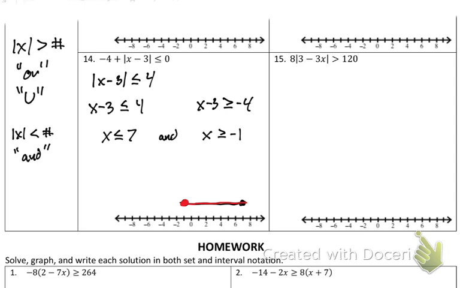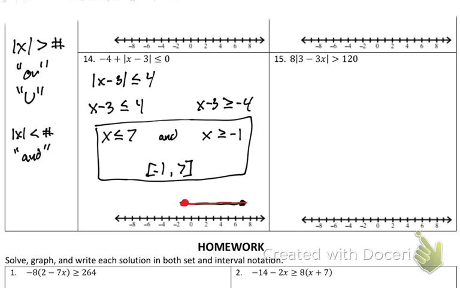An and statement, when we write it in interval notation, is actually rather easy because we have to know our smallest number is negative 1, going all the way to 7, and then you're done. Negative 1 to 7, that is our and statement in interval notation.